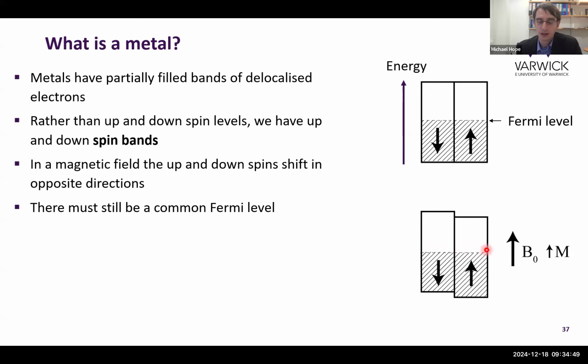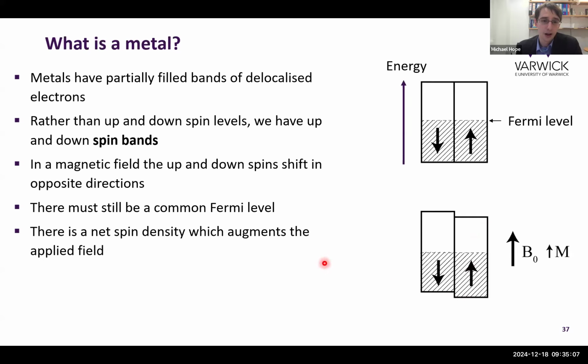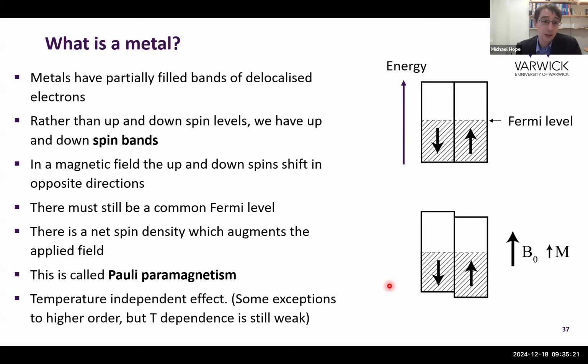What this means is we now have an unbalance of the unpaired spin density, and this generates a magnetization that augments the applied field. It's worth mentioning here, my arrows show the magnetization of these electrons, which is opposite in direction to their spin. So this is known as Pauli paramagnetism. We have an unpaired delocalized electron spin density that augments the applied field. And this is temperature independent, at least to first order. This is in contrast to Curie paramagnetism, which has a strong temperature dependence.